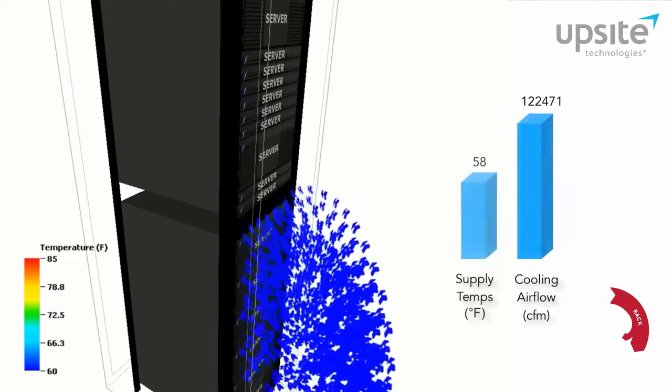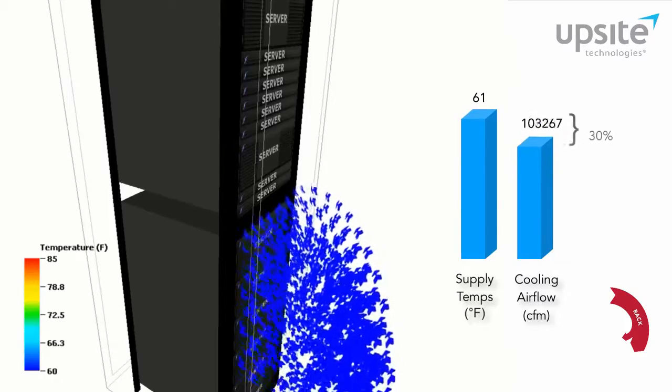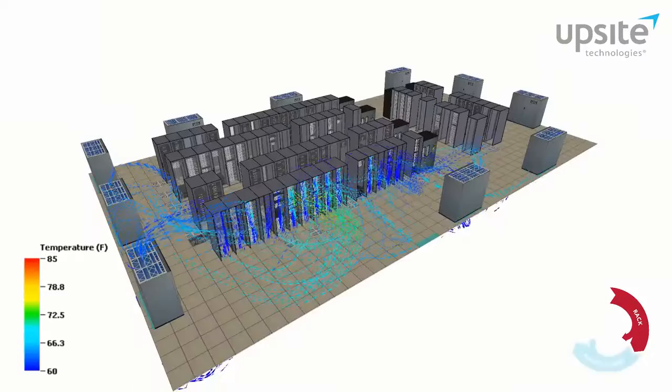The improved separation of the hot and cold aisle has allowed for supply temperatures to be increased and cooling airflow rates to be reduced. Once the racks are completely sealed, we move on to address airflow in the raised floor.